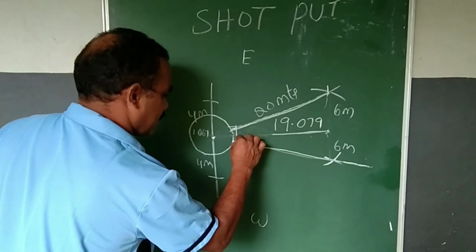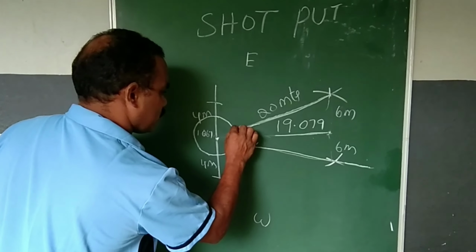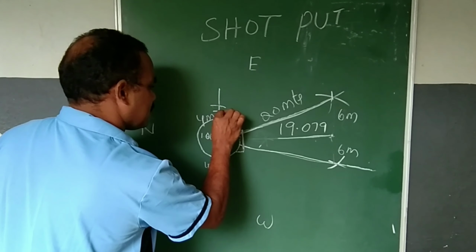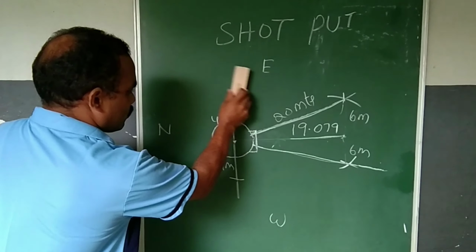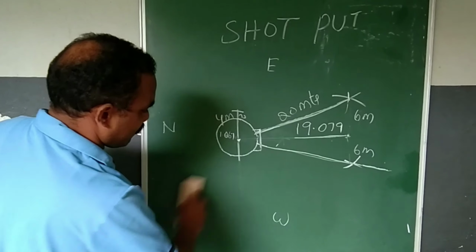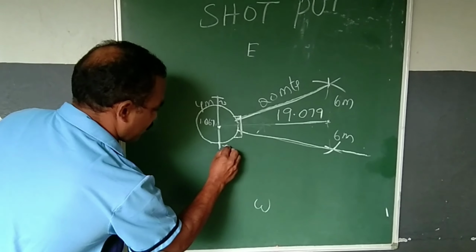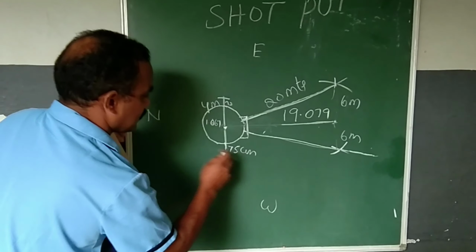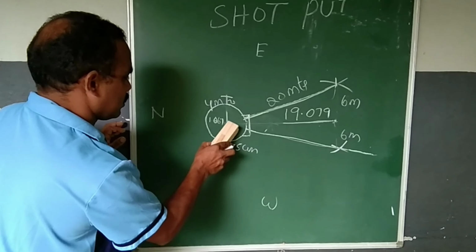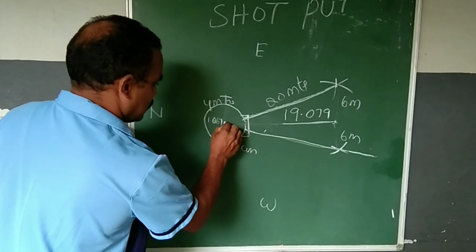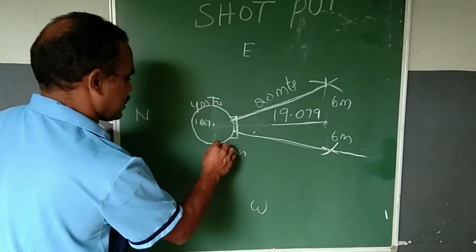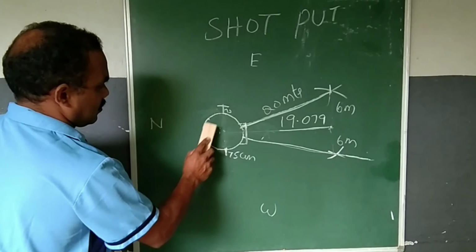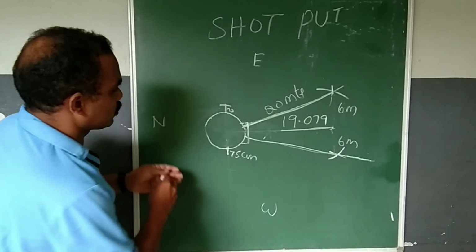From here, the toe board is the same, 1.21. From here to here, make 75 centimeters, and complete this one. From here also 75 centimeters. That's all. It is the arc portion from the center of this. Extend this line 75 centimeters. This is the shot put sector. That's all.